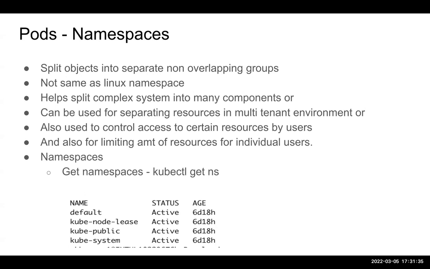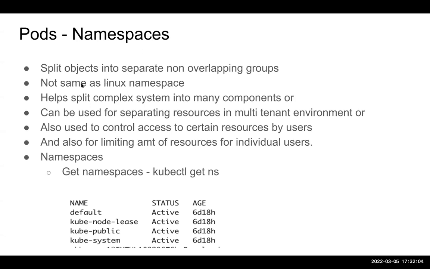Namespaces is one where I want to allocate resources. Let's say I have 10 teams working, and I want to say team one is working on a financial or legal project, which has to get all the maximum resources, and it always should run on priority or something like this. So that's where I will assign different namespaces so they don't interfere. These pods' execution doesn't interfere with each other. So it splits objects into separate non-overlapping groups.